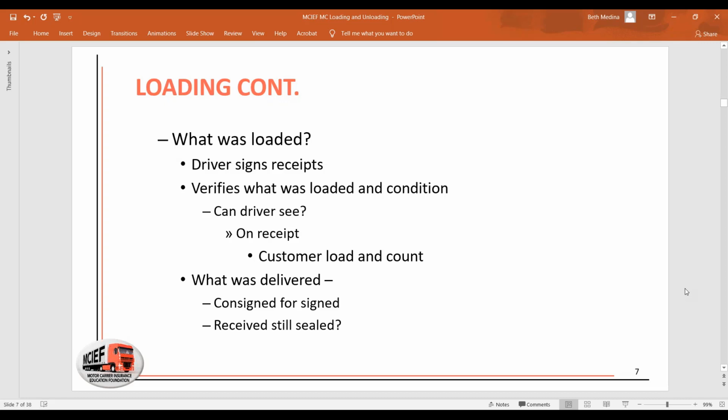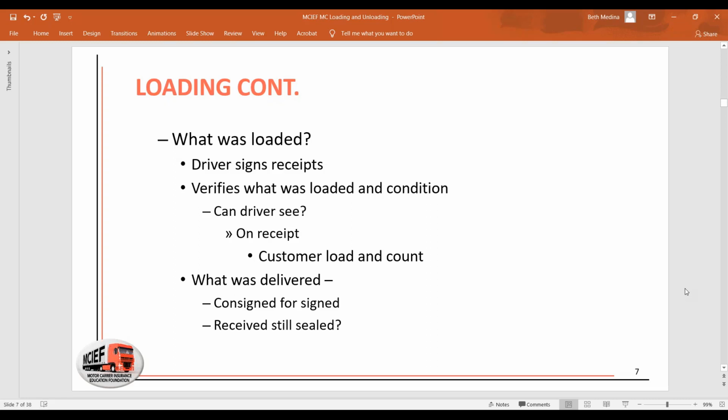But they have to sign a receipt. And since the driver could not see what was loaded, could not verify the condition, they need to make a note on that receipt: shipper loaded and count. What that basically says is, I don't know what was in there. All I have done is sign a receipt that says it was loaded and sealed, and the seal number on it. And so that's important to start with.